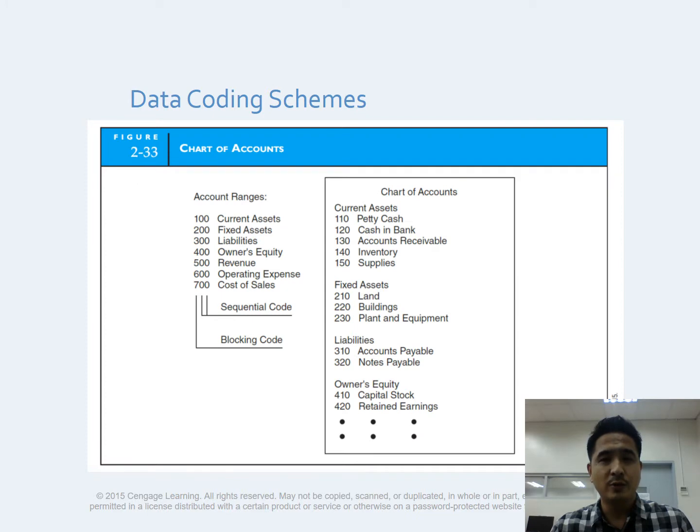So the good thing about this one is, for example, you want to add prepayments for the current assets. You just write there the code, probably 160, and then instead of moving fixed assets, liabilities, and owner's equity, those items stay the same.